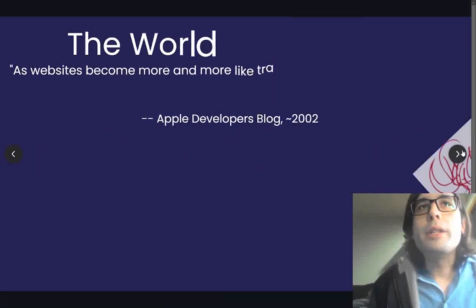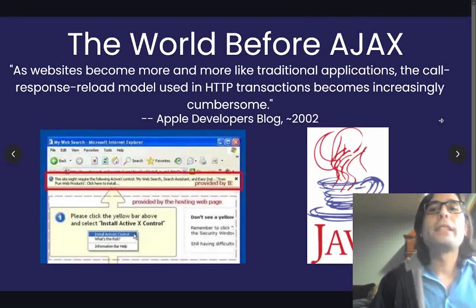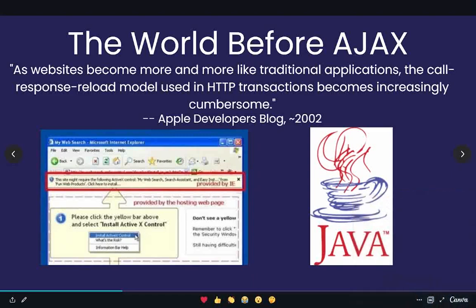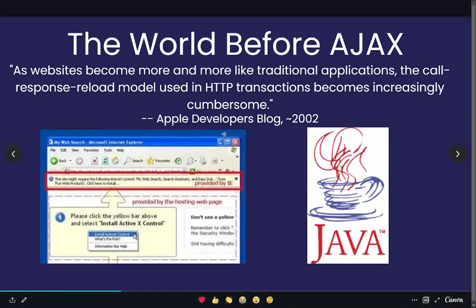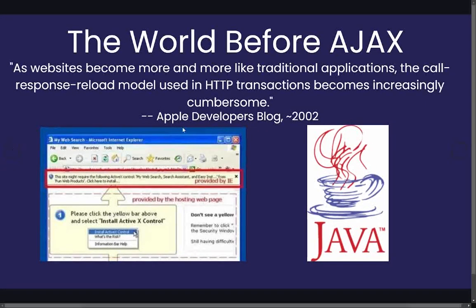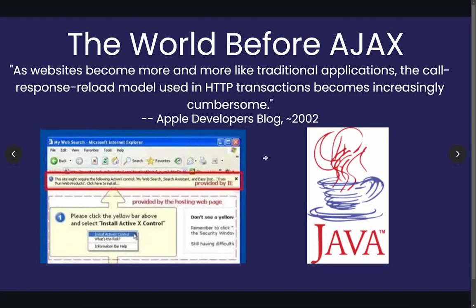And so then next I wanted to talk about the world before AJAX. And so what that means, we'll see what AJAX means in a second. But what that meant was that at the time, if you wanted to do anything, it was really, really unreliable. Like this Apple developer blog that I saw, you can find it in the article.